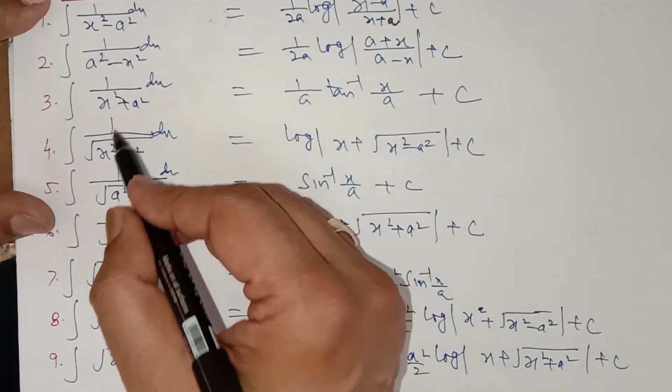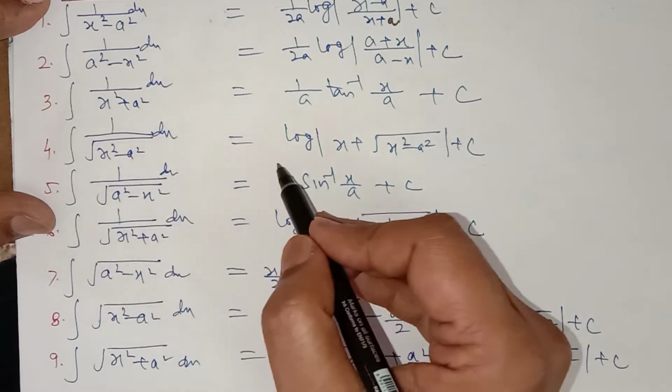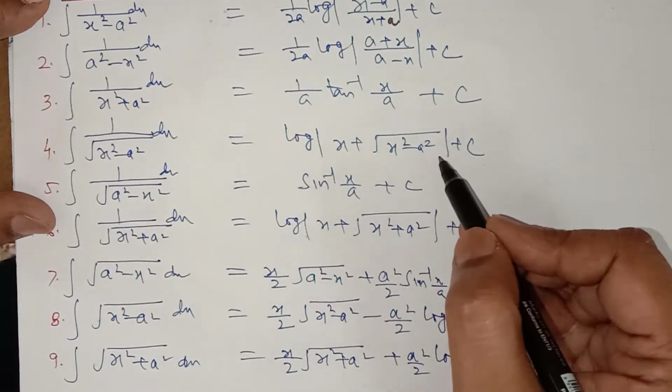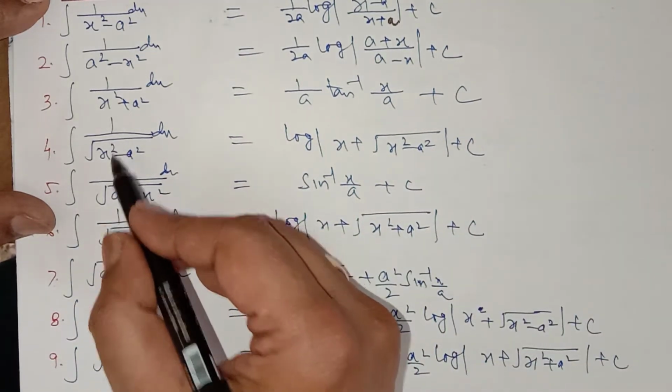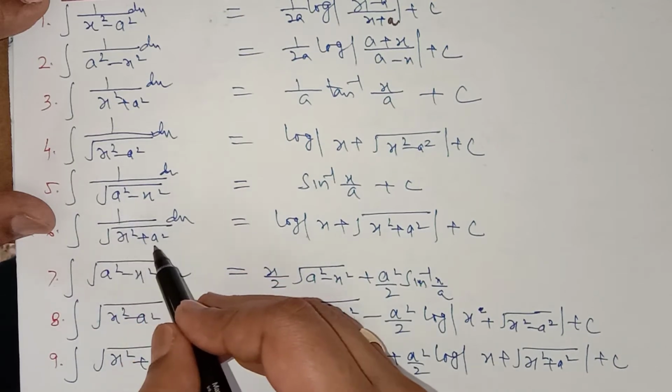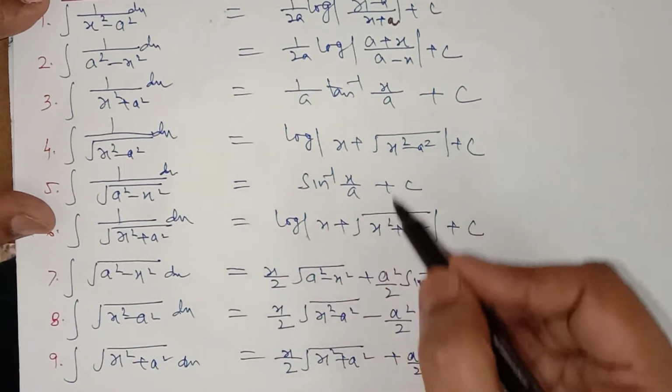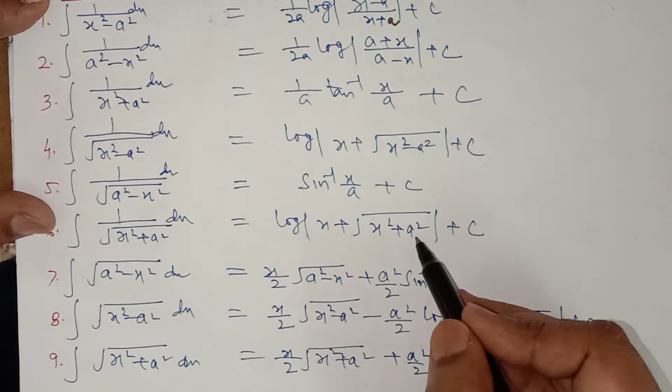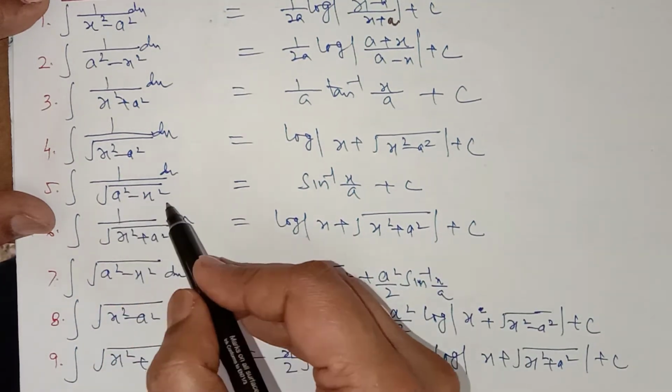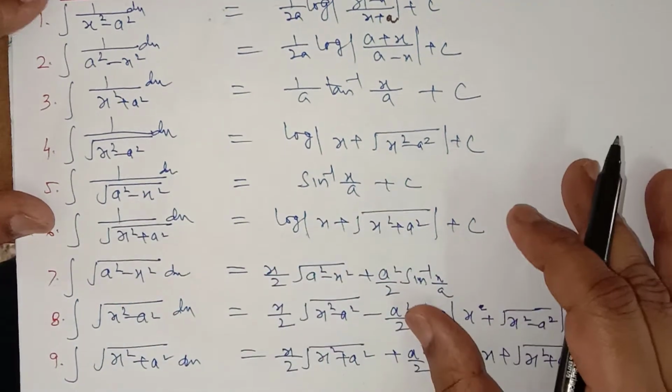Now the next 3: 1 upon under root x square minus a square is log x plus under root x square minus a square. And 1 upon under root x square plus a square is log x plus under root x square plus a square. 1 upon under root a square minus x square is sin inverse x upon a plus c.